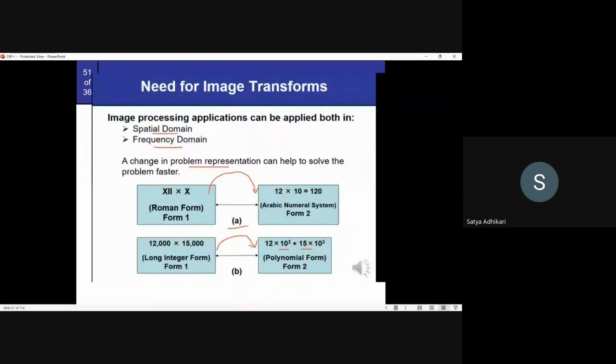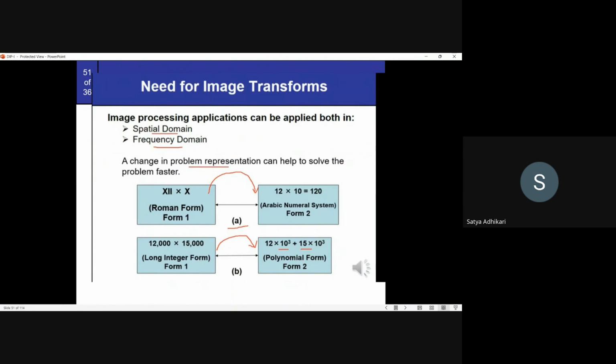Similarly, you see the second example. Long integer form 12,000 into 15,000. So we convert it to the normal form, polynomial form, 12 into 10 to the power 3 plus 15 into 10 to the power 3. So you know that it is required to convert to the normal form, scientific form, not only for ease of calculation, but also to store in the computer system, because the computer stores the floating point representation of a long integer.